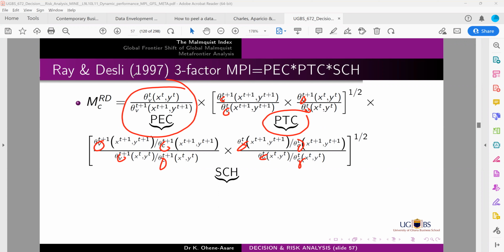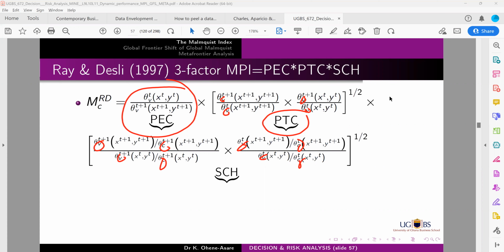Of course, that is to distinguish it from the scale efficiency change. Now, why is this scale change different from the scale efficiency change? You will come to see that later when we get to the 4-factor. But note that the scale change formula is more than the scale efficiency change formula. Let me just take you back so that I can show you the scale efficiency change formula.